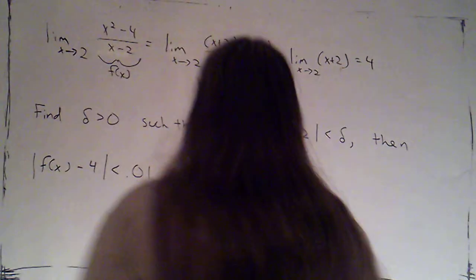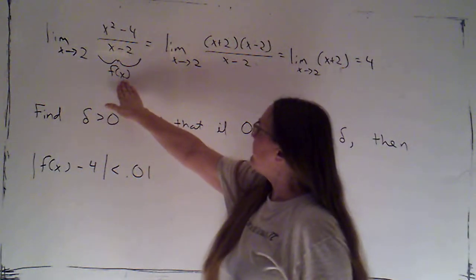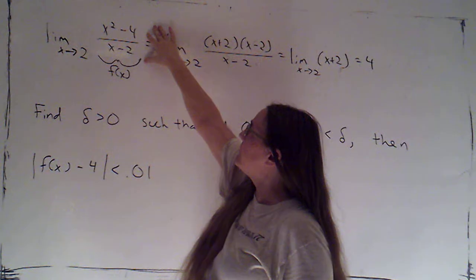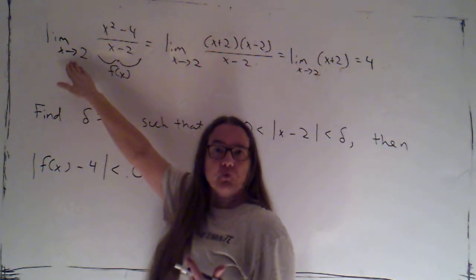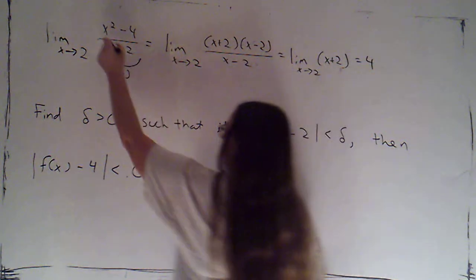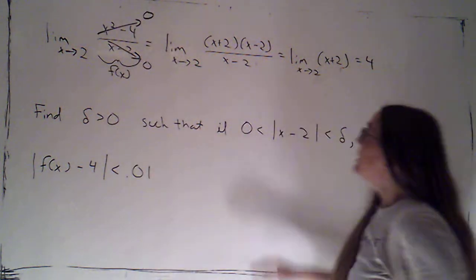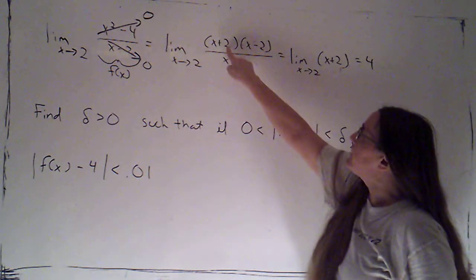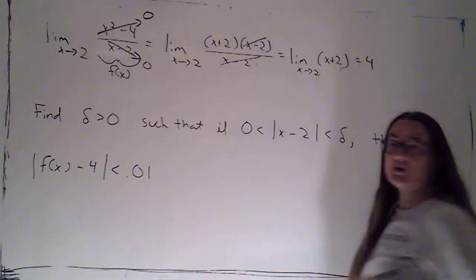At the top of the board here, we've got a limit that we know how to evaluate. We've got f of x, which is this rational function, x squared minus 4 over x minus 2, and we're taking the limit as x approaches 2. Now, we can't plug in 2 because that makes the top and the bottom both go to 0, but we can factor the top. It's a difference of 2 squares, so we factor it as x plus 2, x minus 2, and we can cancel the x minus 2.